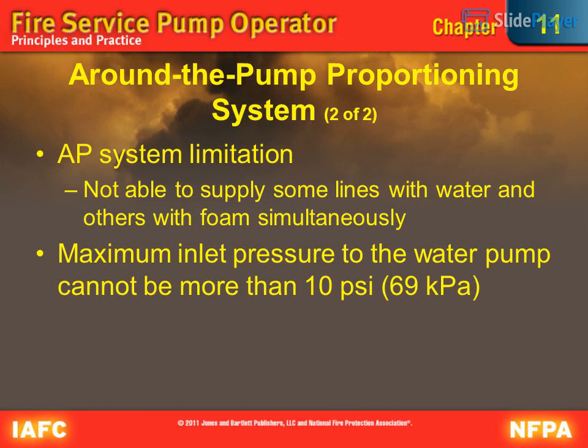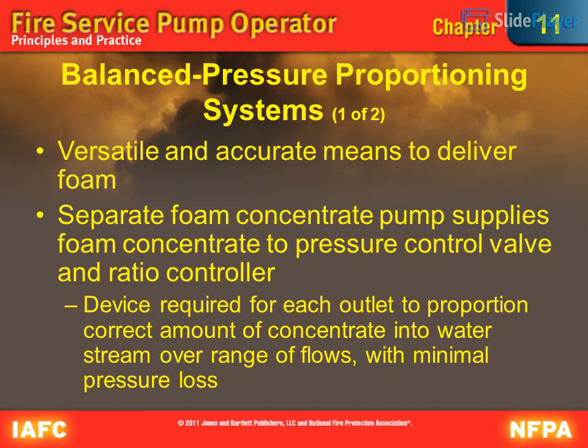AP system limitation. Not able to supply some lines with water and others with foam simultaneously. Maximum inlet pressure to the water pump cannot be more than 10 pounds per square inch, 69 kilopascals. Balanced pressure proportioning systems, 1 of 2.